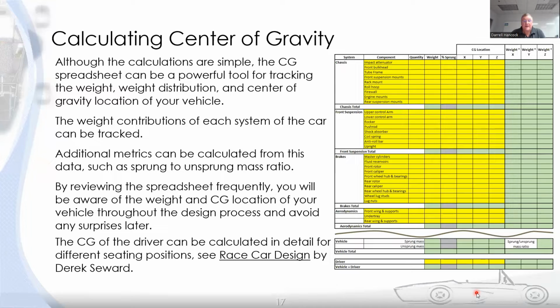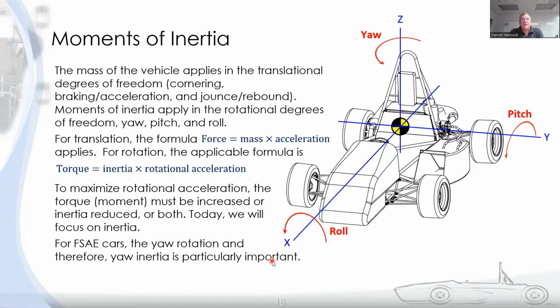If you want to go into a lot more detail, in the book Race Car Design, it breaks the driver's body down into parts, so you can even put the driver in different positions, an upright position or a reclined position, and calculate the driver's center of gravity in more detail. You'd probably take another spreadsheet or a little separate calculation to figure out where the driver's center of gravity is based on your seating position, if you want to go into a lot more detail. Okay, so that's the mass, the center of gravity, and weight distribution.